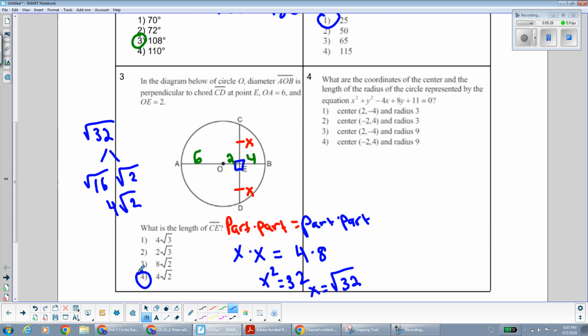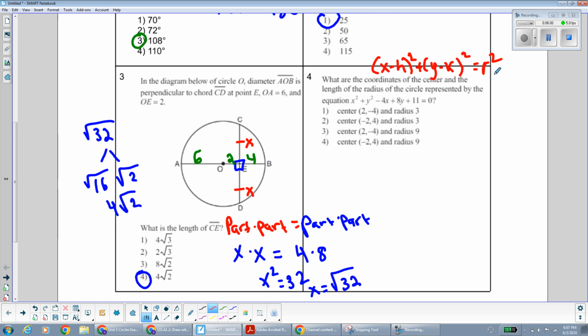For number 4, what we need to do in order to find the center and the radius is convert the equation that we're given into the format that we're used to seeing, (x − h)² + (y − k)² = r², so that we can clearly see what the center and the radius is from the equation. In order to do that, we need to group the x and y terms together, and we need to move the constant to the other side of the equal sign.